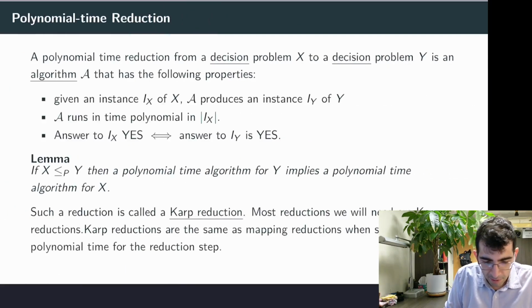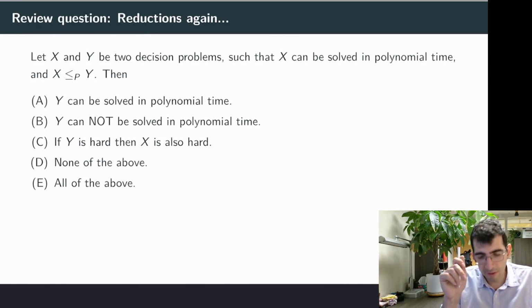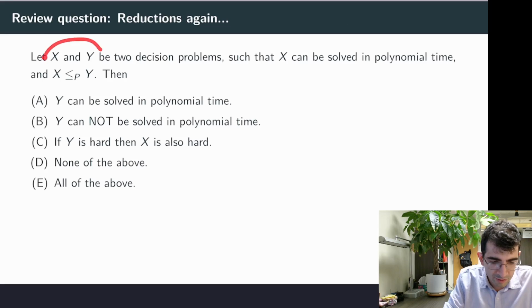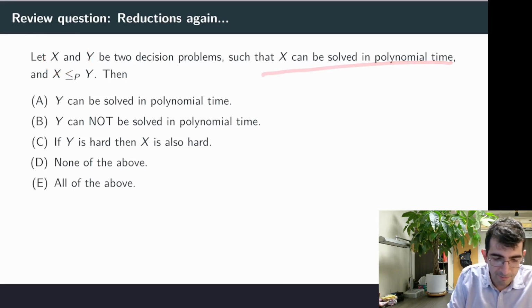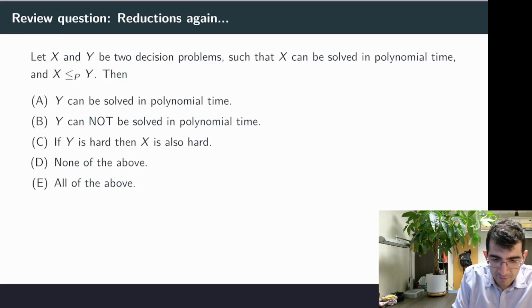So we call polynomial time reductions Karp reductions. And one last thing to really beat this dead horse. Let's say we have two decision problems, and x can be solved in polynomial time, and we have a polynomial time reduction from x to y. Then, which of the following is true? Can y be solved in polynomial time?